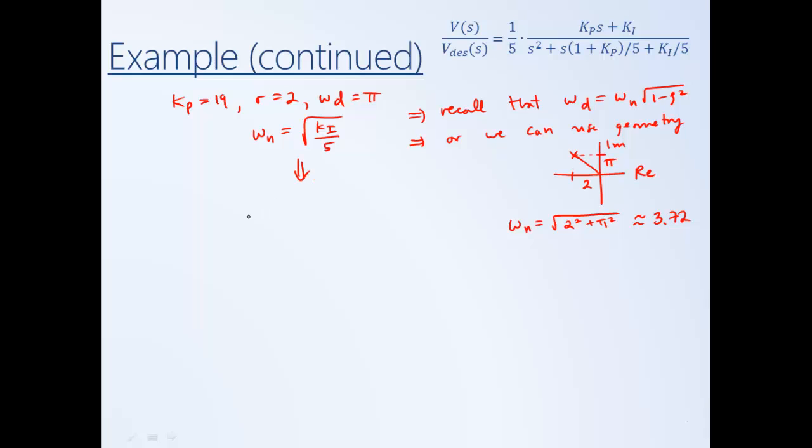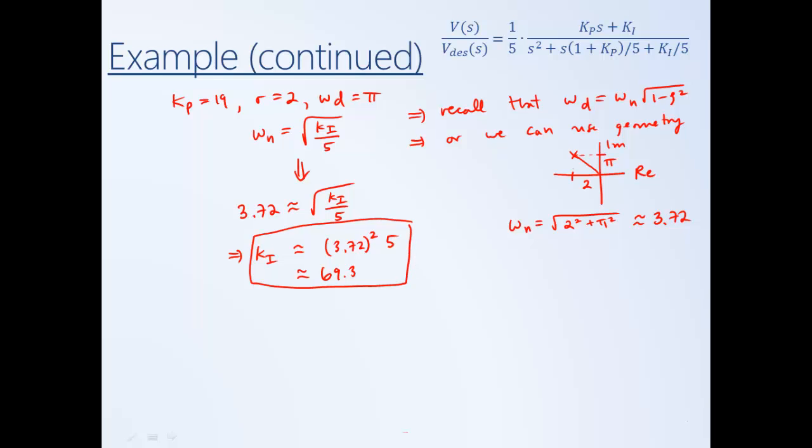And so that means that we want 3.72 to approximately equal the square root of Ki divided by 5. In order to solve for Ki, we can square both sides to get rid of the square root. Then multiply through by 5 to get Ki by itself, and we get Ki is approximately equal to 69.3.